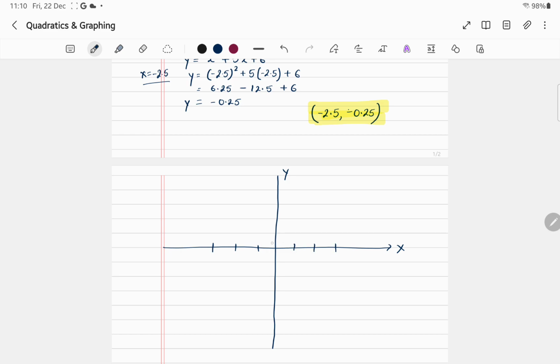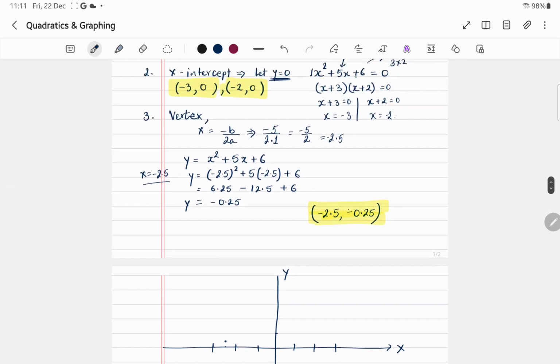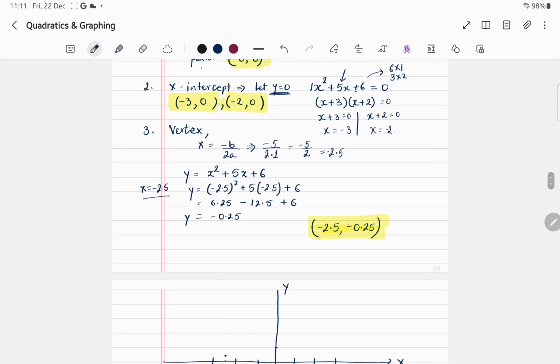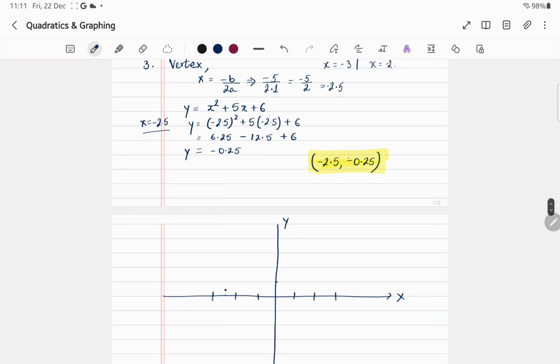Same 3 points here. So minus 2.5 will be here, and then you go down 0.25. If I take that as 1, then 0.25 is 1/4 of that, which is just there. So that point is my first point, which is the vertex. The next points that I have are minus 3, 0 and minus 2, 0. Minus 3, 0 is here. Minus 2, 0 is here.